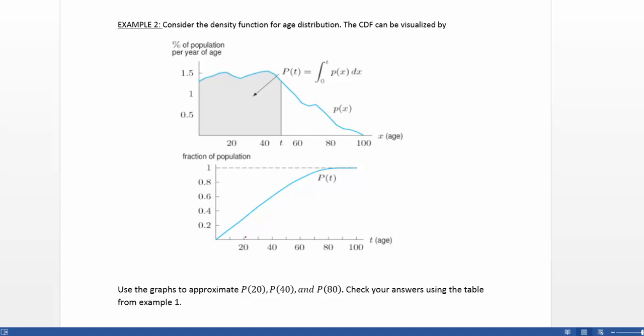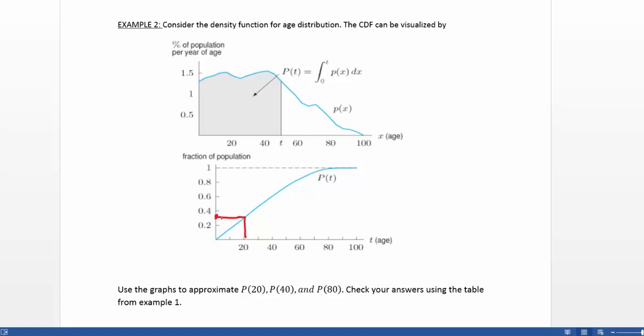So first, we're going to start on our cumulative distribution function. And what we want to do to approximate this is see what the level is of our CDF when our age is 20. So we're going to take our 20, go up until we hit the function, and then come over here to our vertical axis to figure out what fraction of the population that hits.